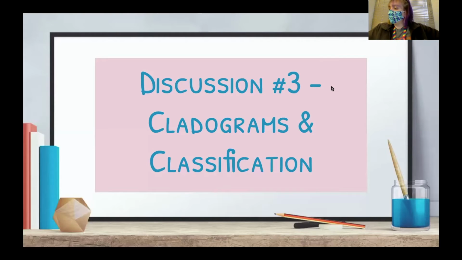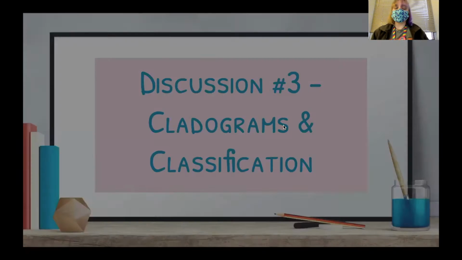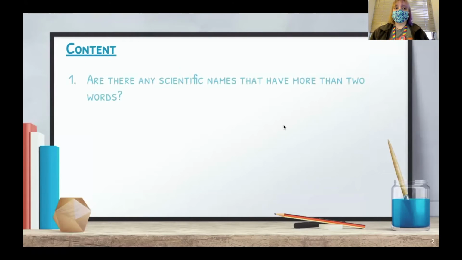All right, so we are going to do our third discussion. This is over cladograms and classification. So our first question was kind of great. The first question was, are there scientific names that have more than 2 words?